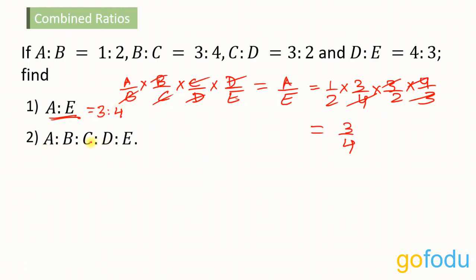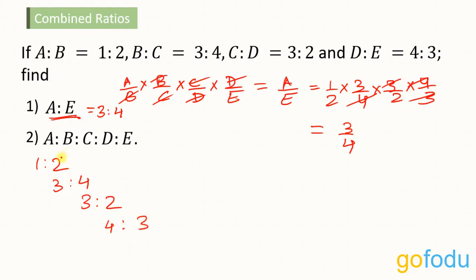Now this one, next one is little difficult. We need to find A is to B is to C is to D is to E. We need to club these four ratios. So A is to B is 1 is to 2, B is to C is 3 is to 4, C is to D is 3 is to 2, and D is to E is 4 is to 3.